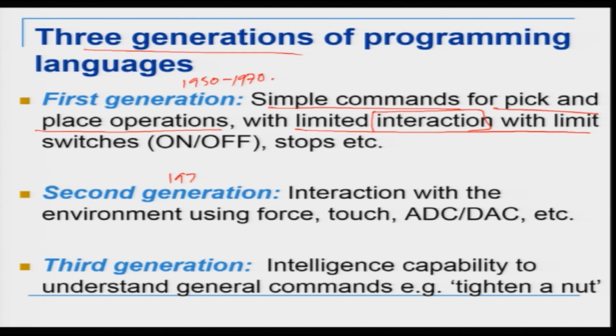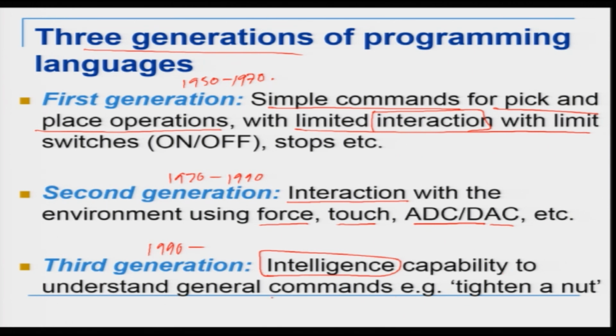The second generation of languages is from the 1970s to the 1990s, and the difference from the first generation is that these could interact with the environment. Second generation robots could interact with the environment by means of force sensors, touch sensors, ADCs, DACs, maybe vision, etc. The fundamental difference is that they were able to have sensor input and output. And the third generation languages, which is still continuing, are what we call intelligent. These languages have some kind of intelligence, or the capability to understand general commands.